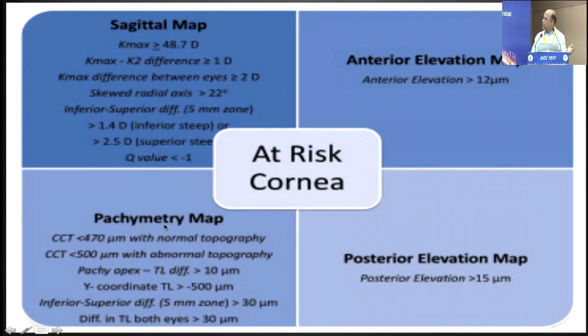Coming to the pachymetry map, if the CCT is less than 470 with normal topography, still you have to be suspicious. CCT less than 500 with abnormal topography, again you have to be suspicious. And then anterior elevation of more than 12 micron and posterior elevation of more than 15 micron. So these are the corneas at risk. So we have to be very suspicious and careful before planning any surgery.